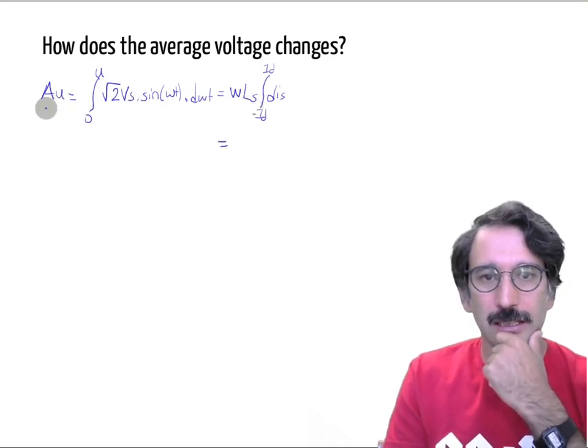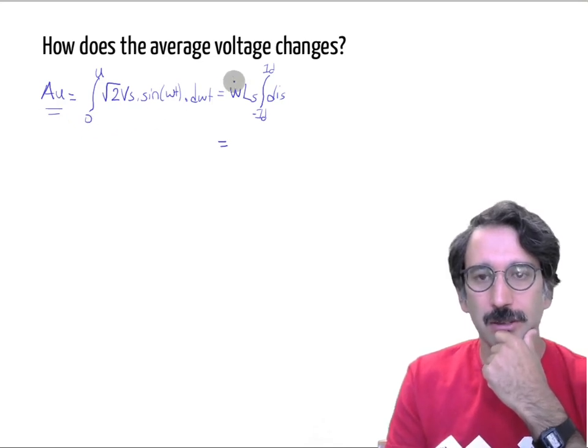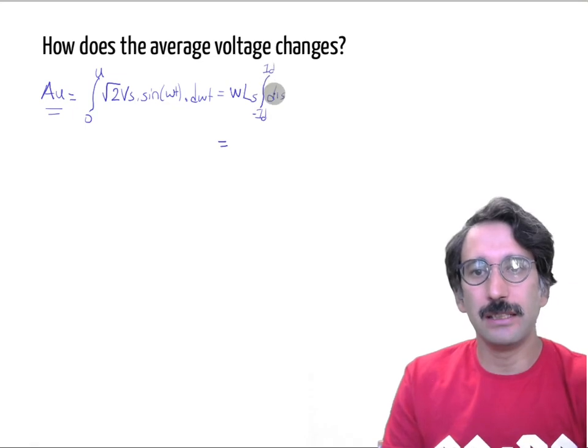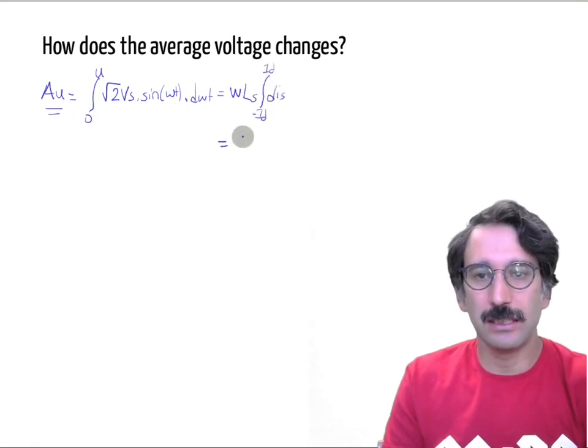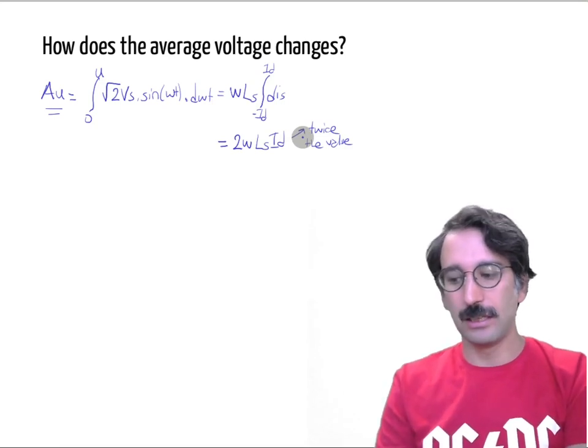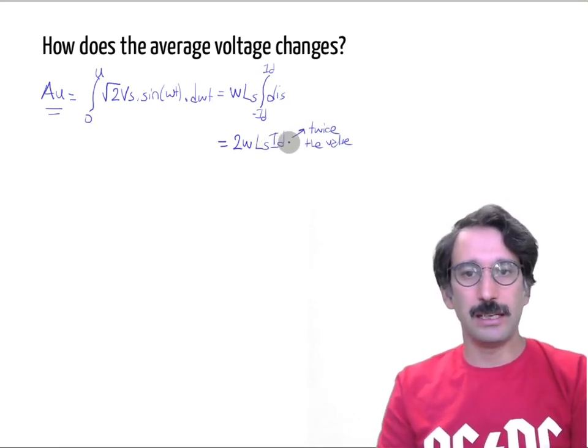Again, this is the area I would like to calculate. And what is the integral of dis from minus ID to ID? It is basically 2ID. So that is why I have 2 omega Ls ID, twice the value of the previous case. It is 2 omega Ls ID.